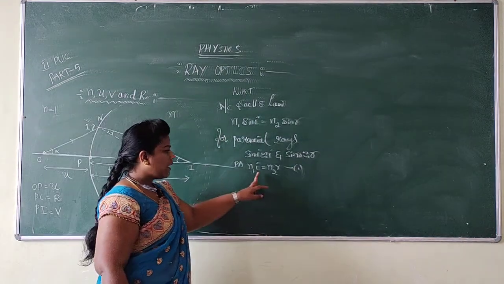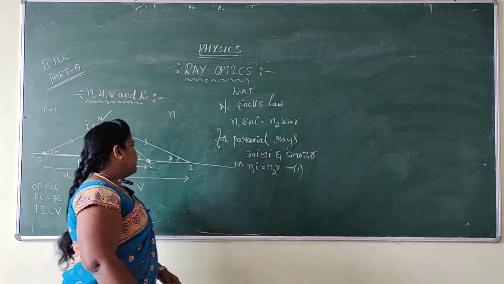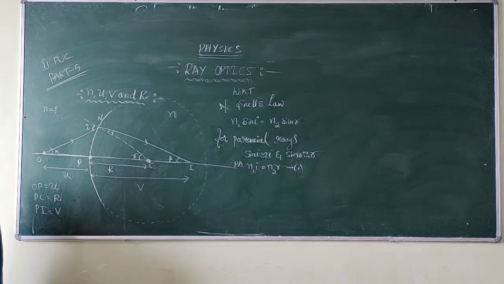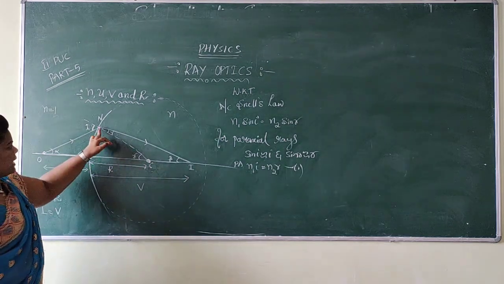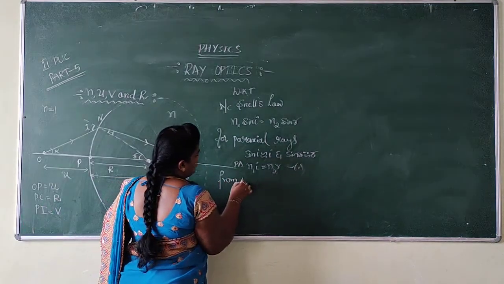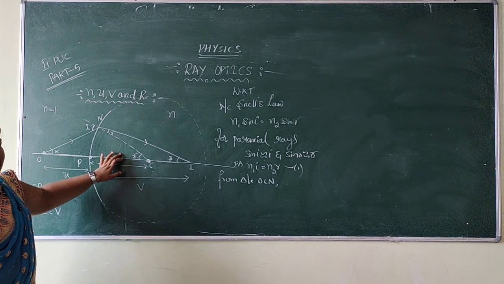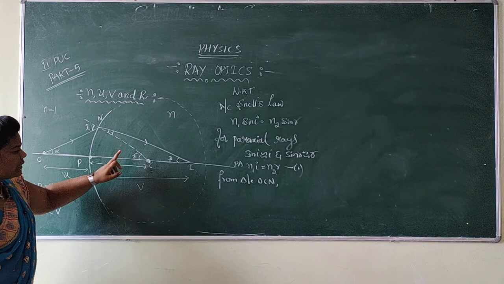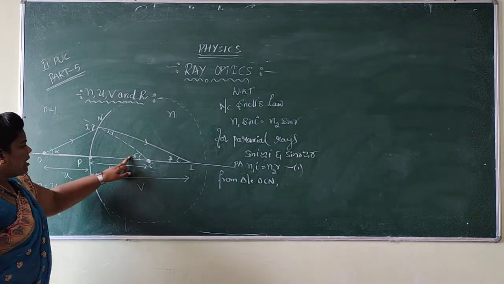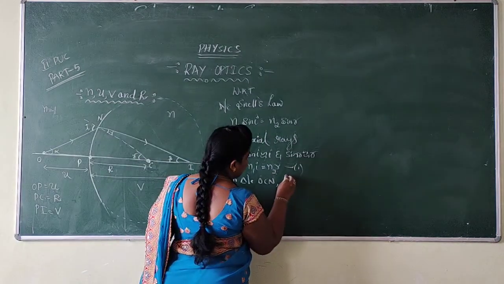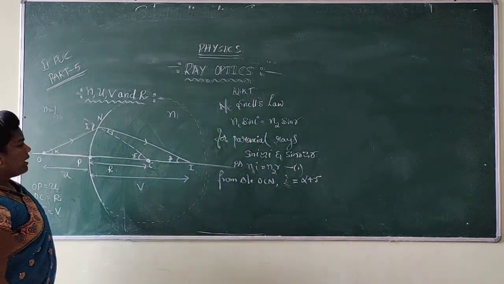Dear students, from this equation I want to calculate i and also r. To calculate angle i and the value of r, I am using different triangles from the diagram. You can observe it carefully. To calculate i, I am using triangle O, C, N. From triangle OCN, you know from mathematics that the sum of the two interior angles is equal to the exterior angle. Here the exterior angle is i, and the interior angles are alpha and gamma. So i is equal to alpha plus gamma.